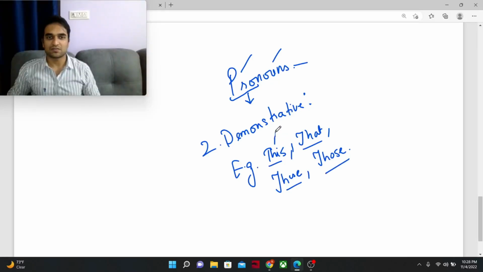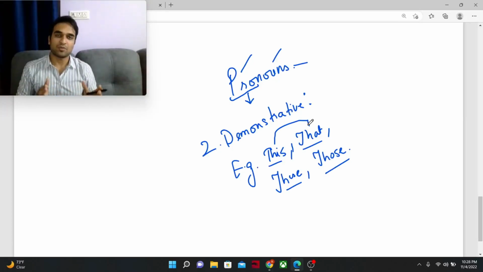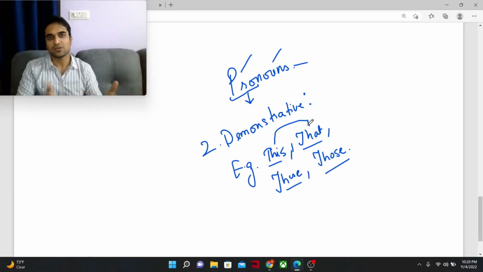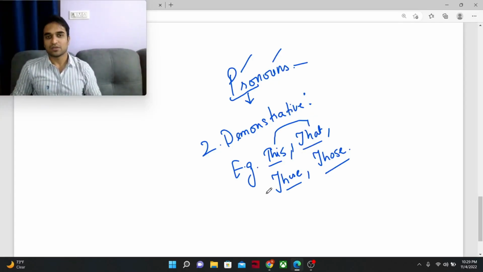There is also another difference between this and that, which is of proximity. If you are pointing towards things, objects that are closer to you, you use this. And if you have a plural one, you use these. But if you are pointing towards things or objects that are far from you, you use that for singular and those for plural. So this was the second kind of pronoun.